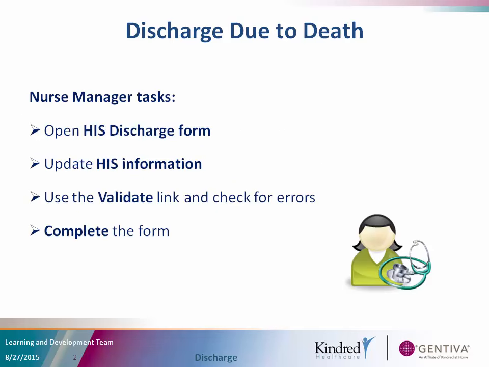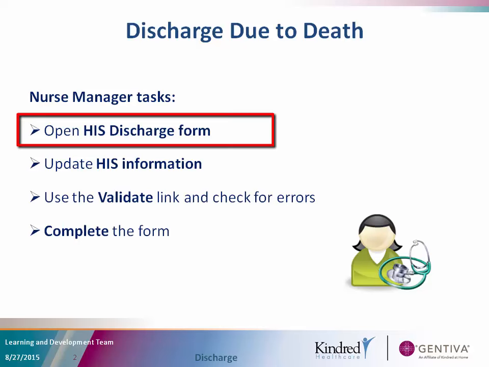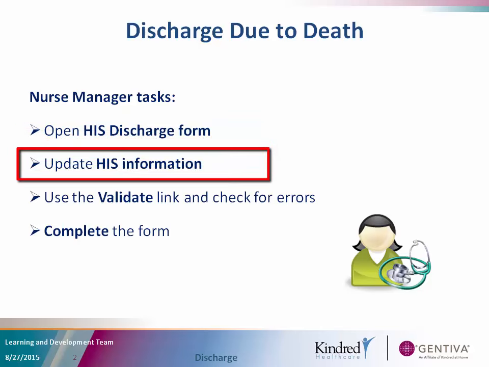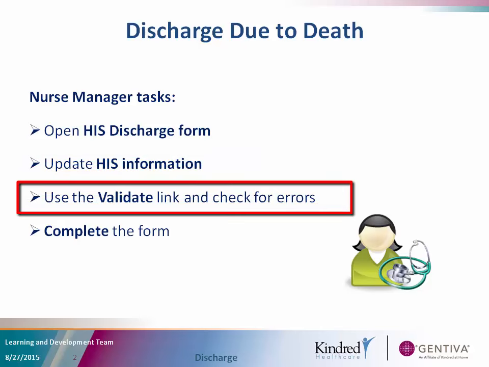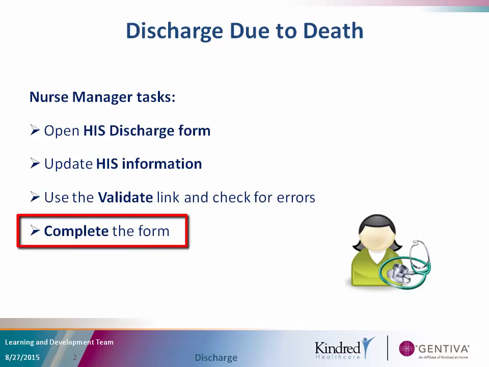Now that the clinician has completed the death discharge form, it is time for the MCP to perform the next steps in the process, that is, the HIS step. Simply open the HIS discharge form and review the auto-populated discharge detail. Update any needed information on the HIS discharge form, followed by completing the Z0400 and the Z0500 sections. Next, use a Validate link to check for errors. Finally, complete the HIS discharge form.